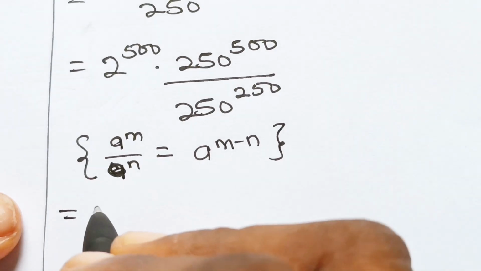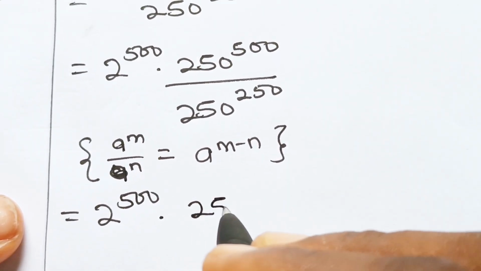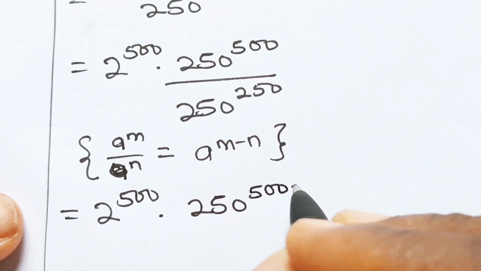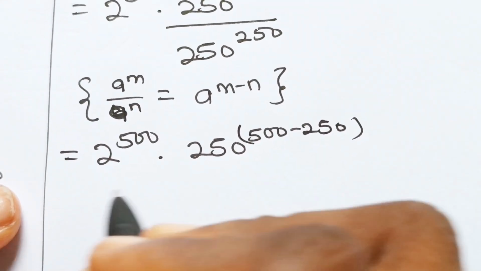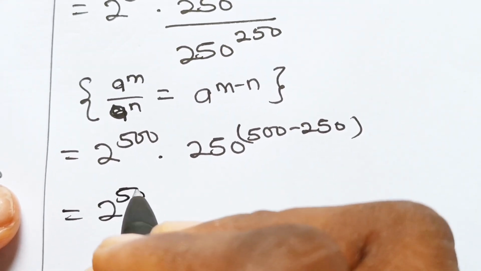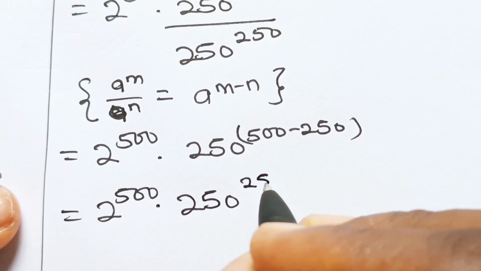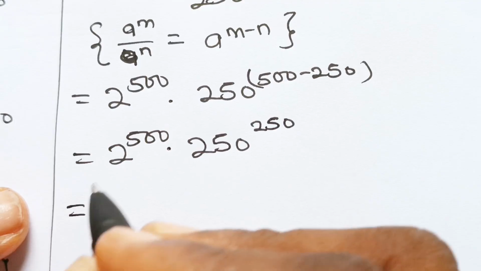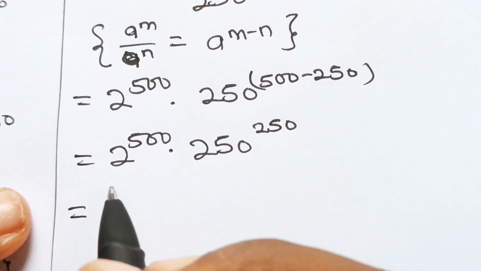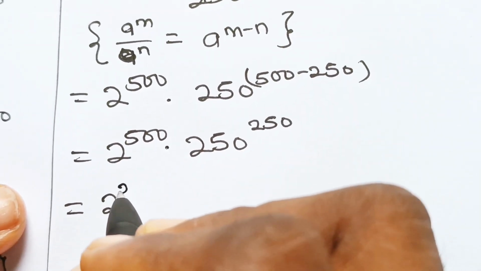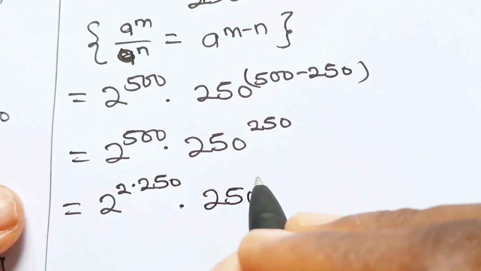Therefore, we can solve this as 2 to the power of 500 multiplied by 250 to the power of 500 minus 250. So we have 2 to the power of 500 multiplied by 250 to the power of 250. So remember that 500 can be expressed as 2 times 250. So we have 2 to the power of 2 multiplied by 250, multiplied by 250 to the power of 250.